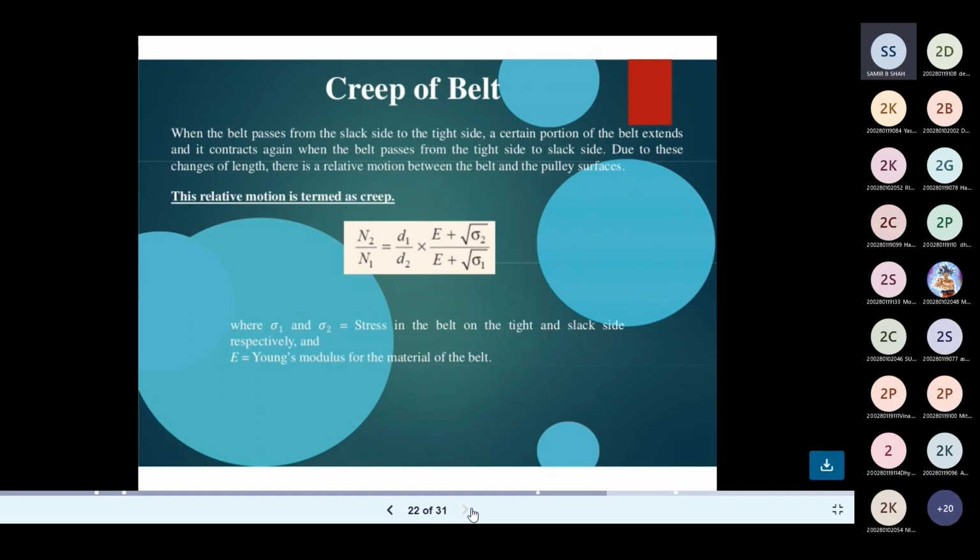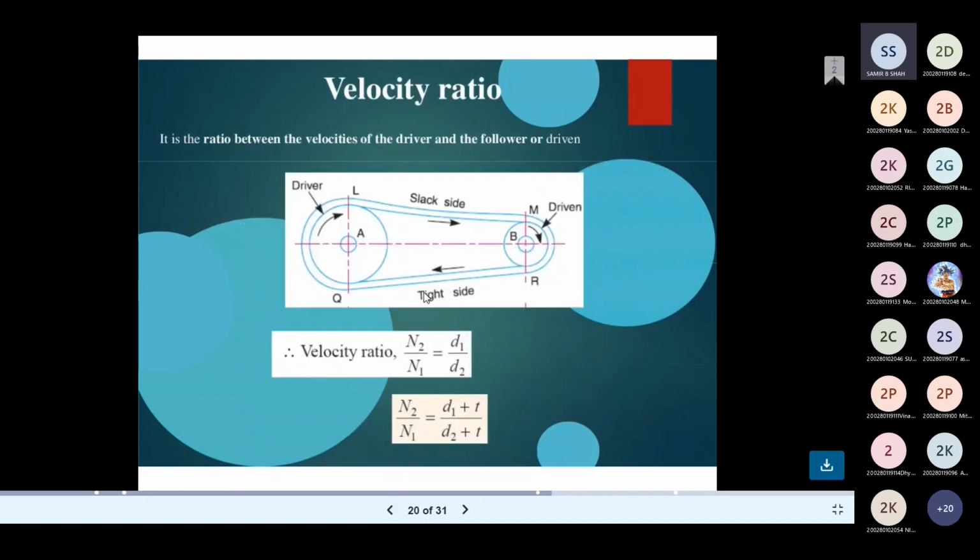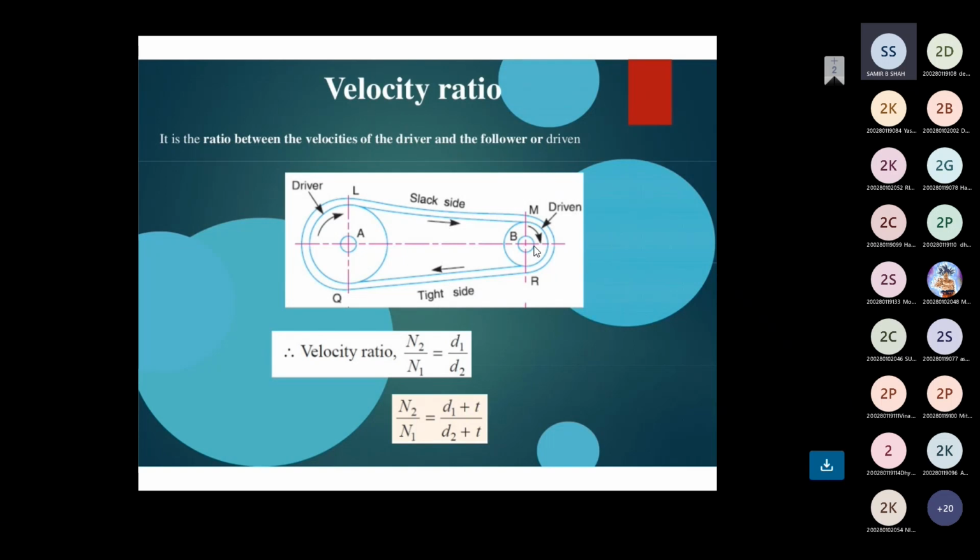And what happened in the creep? When the belt passes over a pulley from the slack side to the tight side, as we know that there are two sides in the belt drive. This is called the slack side and this is called the tight side. So when the belt passes from the slack side to the tight side, you can see here the portion here is somewhat higher than this. So a certain portion of the belt extends, right? And the same portion of the belt contracts when the belt passes from the tight side to the slack side.